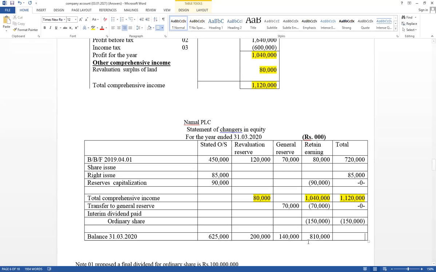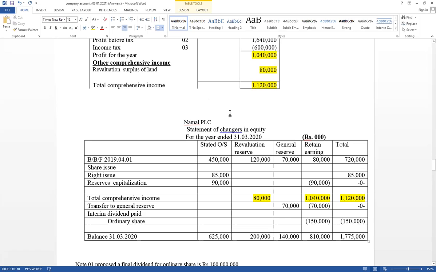Total value should be calculated. Therefore, here total amount equals 1,775,000. If it is correct, here the total amount should also be the same answer. Check it. Same answer.